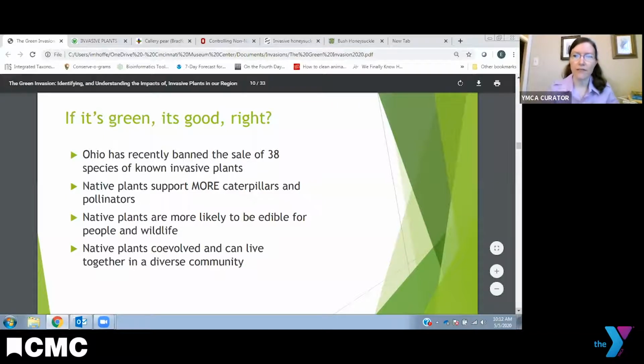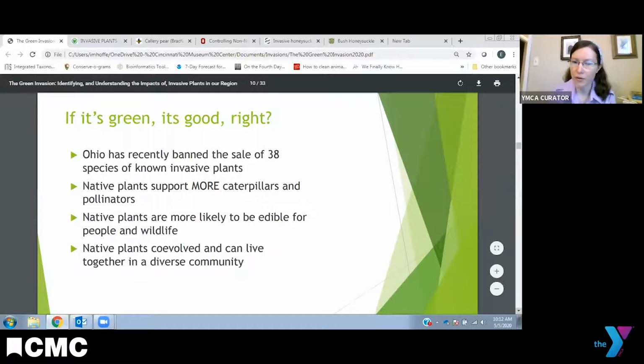We also have, I didn't put this on there, but we have Ohio as, I don't know if you guys can even see that, Ohio has a native plant month now, which is April. So we just went through it, and hopefully you got to enjoy some native plants during our first native plant month. Okay, so why are native plants so great?